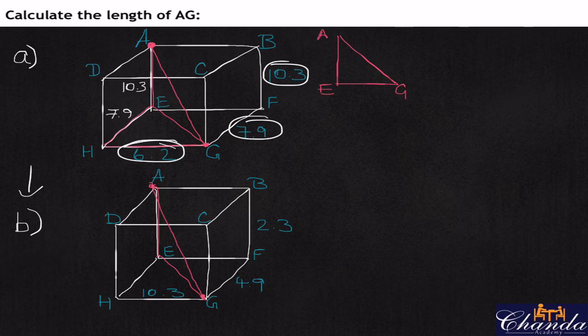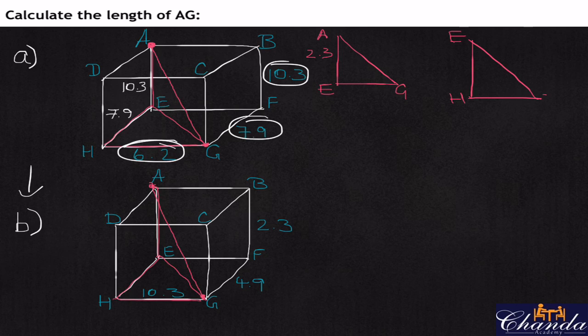AE has been given to us as 2.3. EG, we do not know yet, but we do know that it is in fact the hypotenuse of the triangle sitting at the bottom there, which is given by EH, HG, and then EG. Okay, so let's draw this out. So we have E at the top right there. Then we have H at the bottom here. And then we have G.